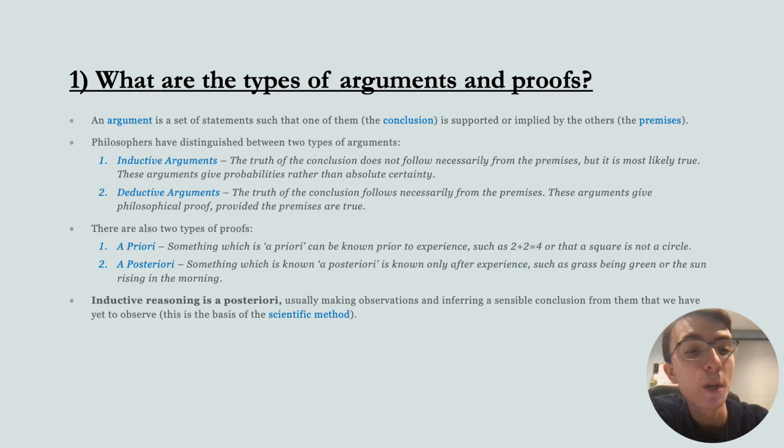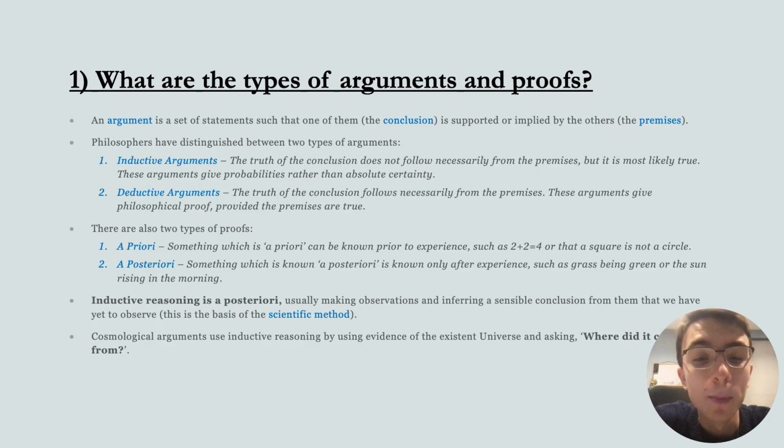Now, what's the link between them? Well, inductive arguments tend to use a posteriori proofs. So they'll make observations of the world around, and they will infer a sensible conclusion from them that we haven't observed, but that is likely true. So this is effectively how science works. You'll take pieces of evidence of the natural world, which is therefore a posteriori, and then scientists will construct them in a certain order and say, okay, well, this is likely going to be true as a result. And that's the scientific method, and it's an example of inductive arguments.